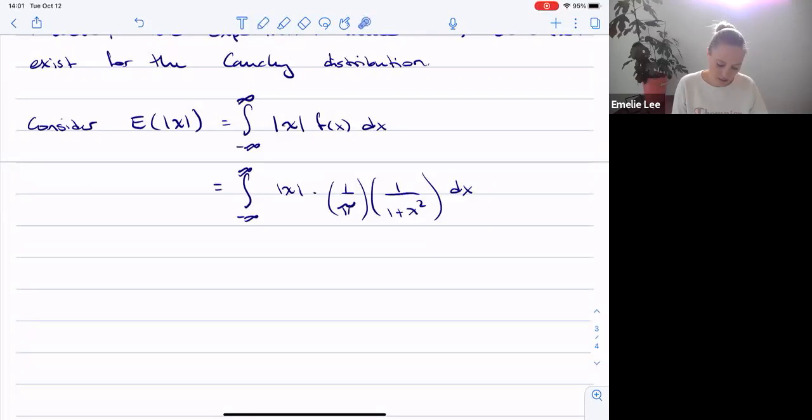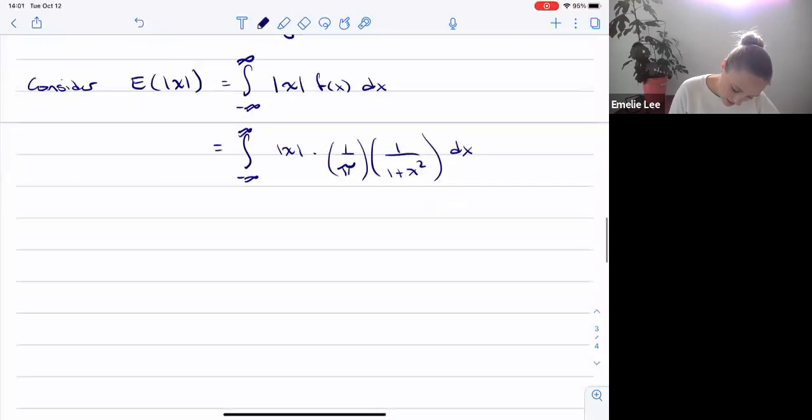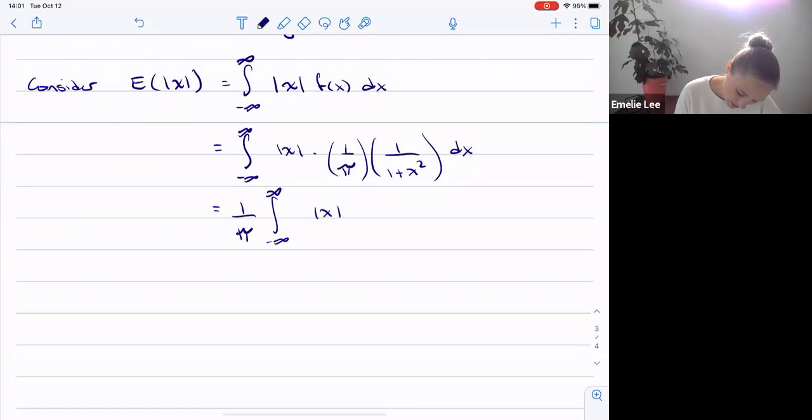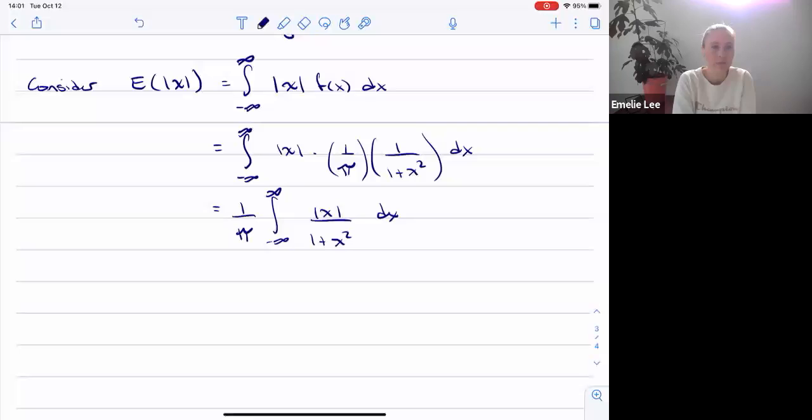So what I'm going to do is shift this 1 over pi. That's why we kept this constant on its own, because then I know I can move it outside of the integral and it doesn't change anything. And so this becomes 1 over pi times the integral from negative infinity to infinity of the absolute value of X over 1 plus X squared dx.